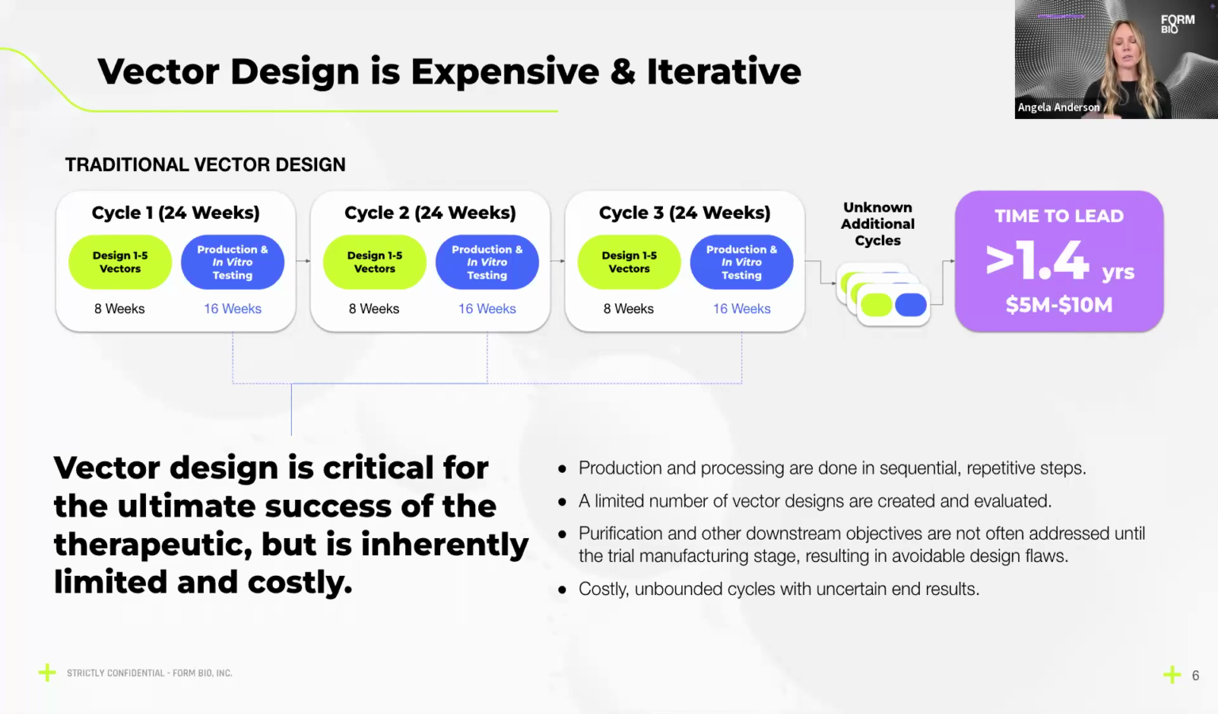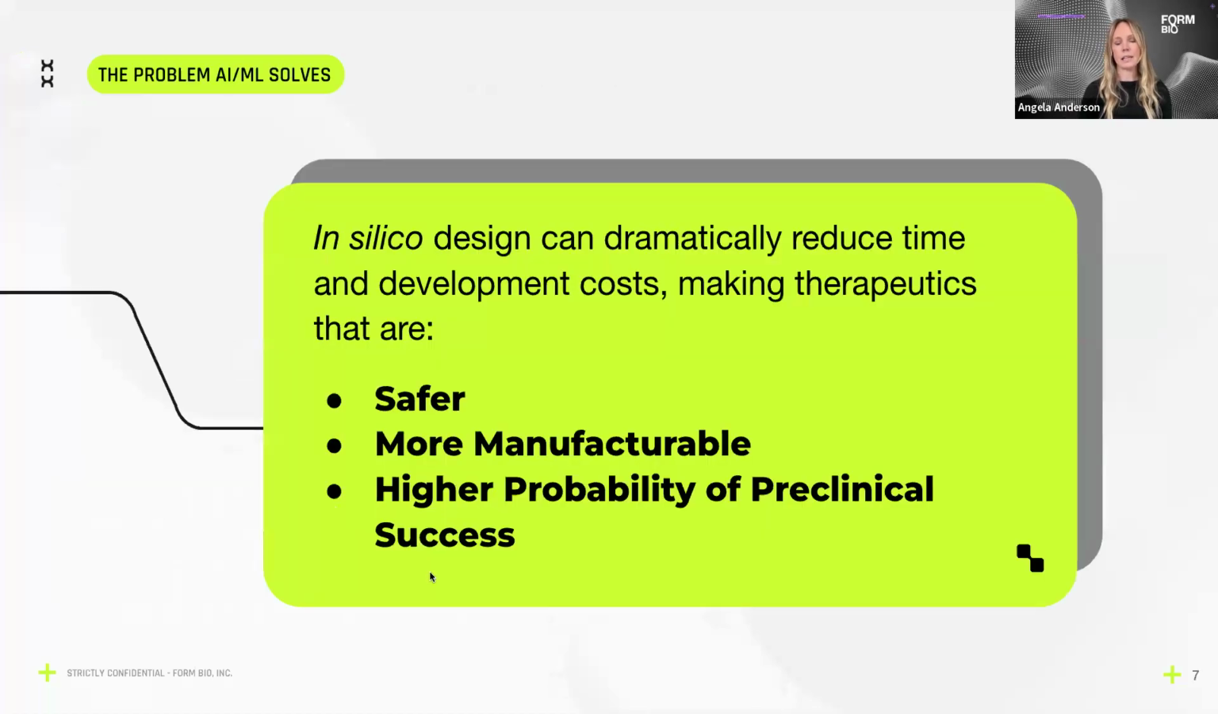This iterative cycle of synthesis and in vitro testing isn't just painfully slow, but it's also incredibly expensive. And plus, you never know how many more design cycles you're going to need before you have a viable lead candidate. So that's why we teamed up with Resilience to investigate how AI technology could accelerate vector design and development. And spoiler alert, the answer is yes.